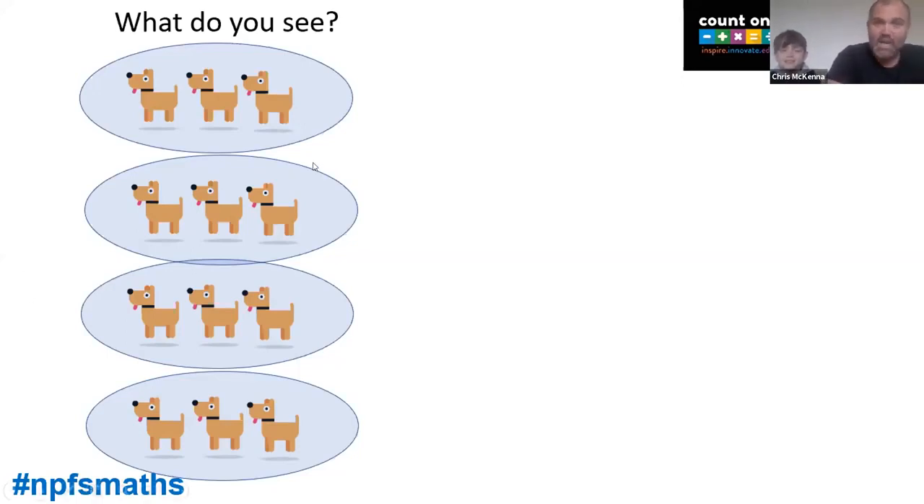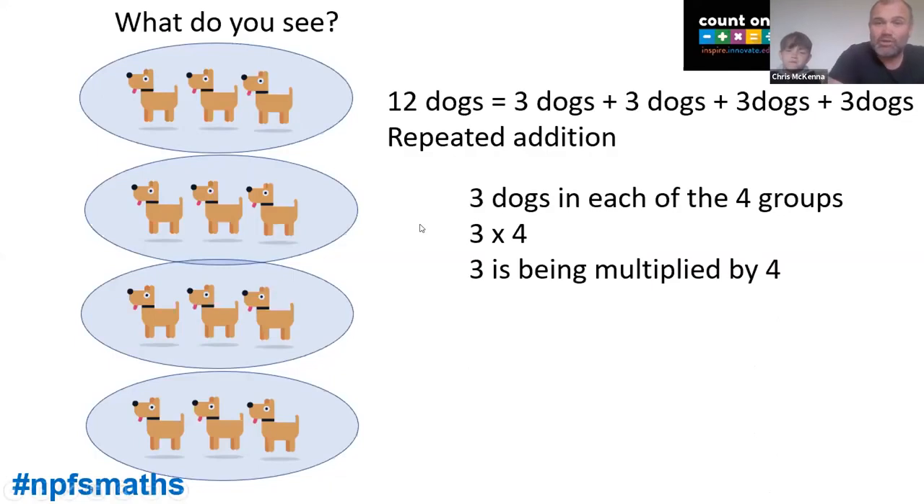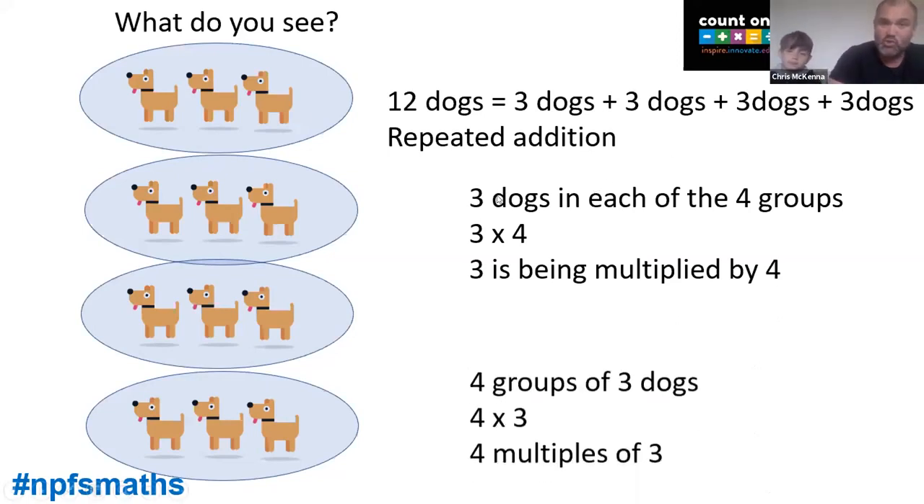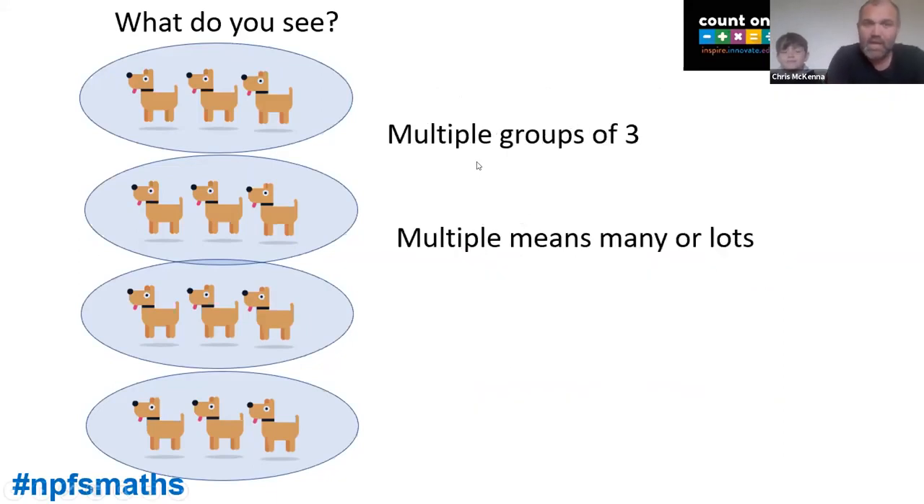You might see 12 dogs, you might see 3 dogs plus 3 dogs plus 3 dogs plus 3 dogs. So you're seeing addition or your repeated addition of the same number. You might see 3 dogs in each of the 4 groups. So you're seeing 3 being multiplied by 4. Or as Austin said, you might see 4 groups of 3 dogs, which is 4 times 3 or 4 multiples of 3. So multiple groups of 3 is what we can see. Multiple means many or lots of the same thing.